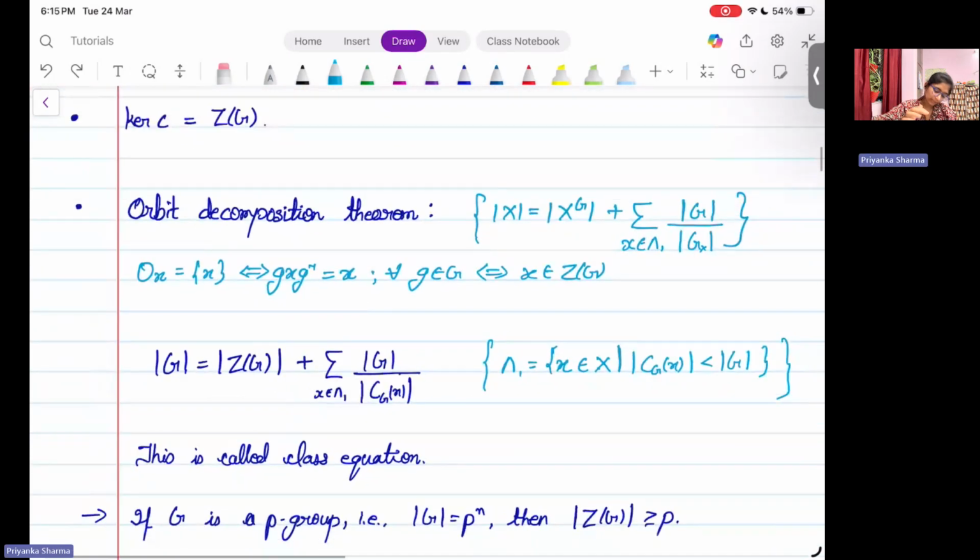So the class equation will be: the cardinality of G, or the order of the group, is the order of the center plus the summation of these terms. Here, this lambda 1 is actually a subset of X, and this will consist of all those x belonging to X such that the cardinality of C_G(x) is less than the cardinality of G. If they are equal, then we will get lambda naught, and that will contribute to the first term.